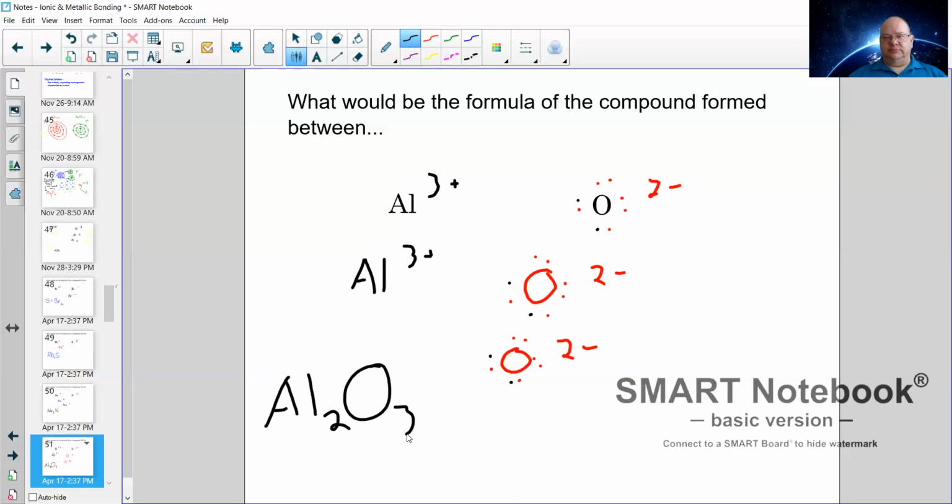Now, if you haven't picked up on this, the numbers that I'm writing in, I find myself pointing to my screen with my stylus, and you can't see that. The numbers on here, they're called subscripts. They're written a little bit below the line. The subscript always refers to the symbol right in front of it. So 2 aluminum, 3 oxygen, or in this case, it's ionic compounds, so it'd be oxides, aluminum oxide.